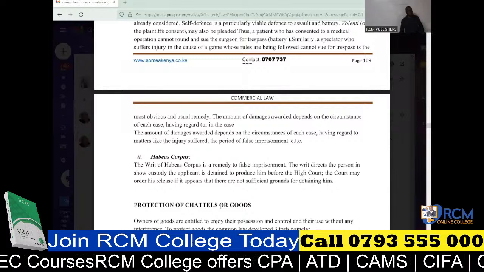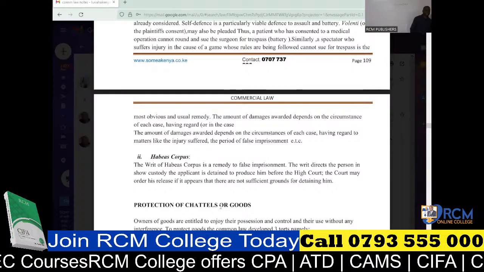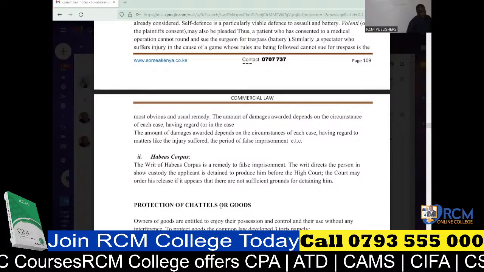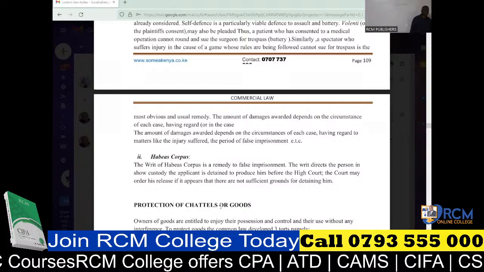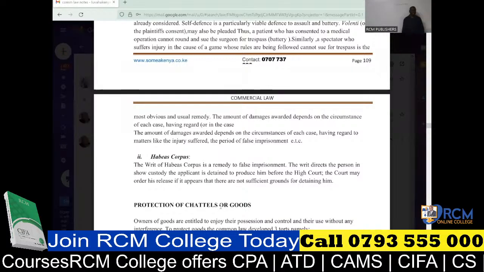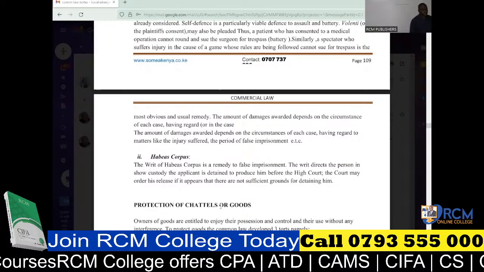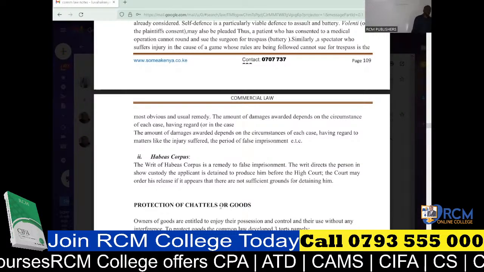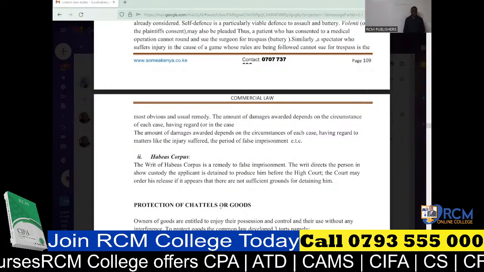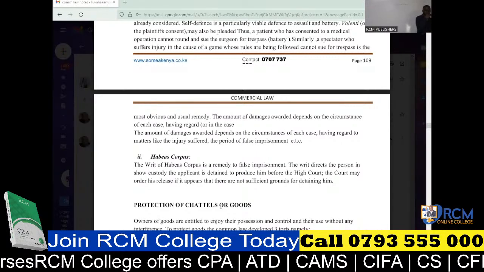What you need to remember here is that under trespass to persons, we can have three categorizations. We can have assault, we can have battery, and we can have false imprisonment. You should be able to understand each one of them.